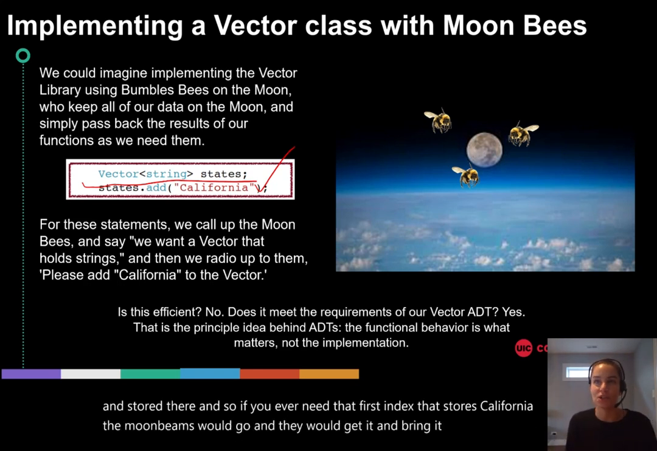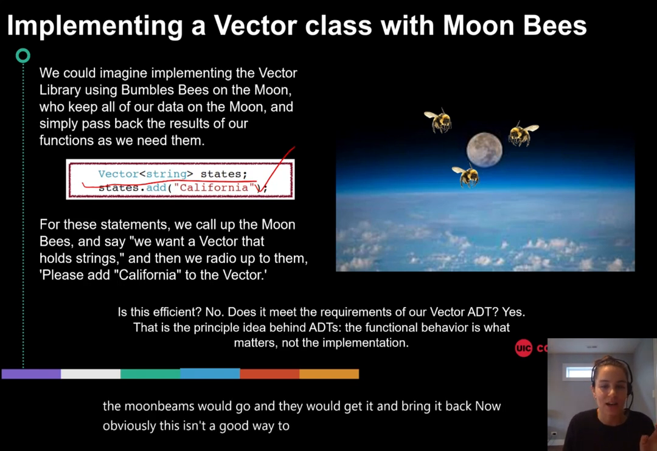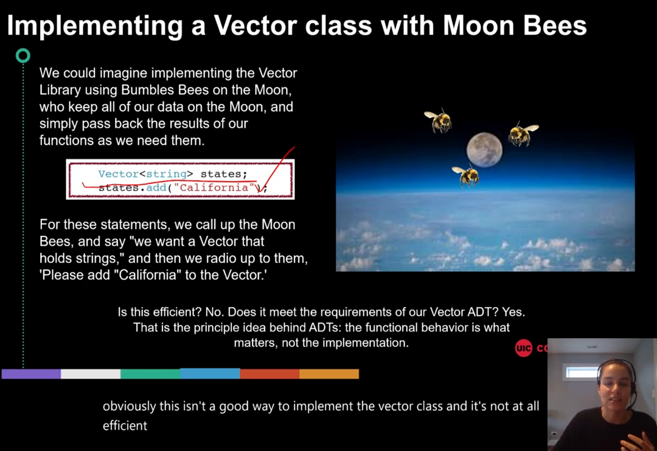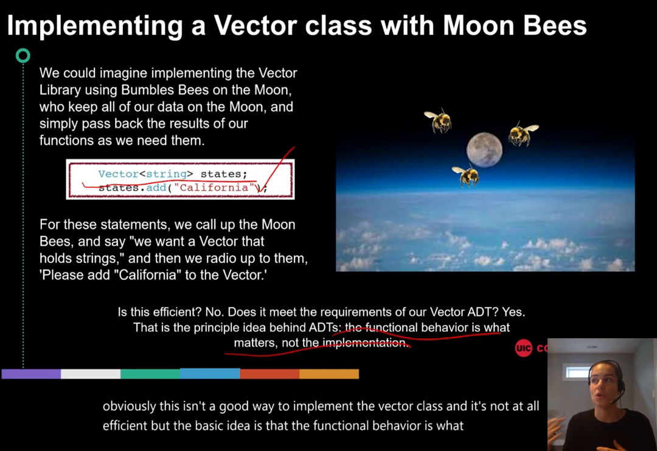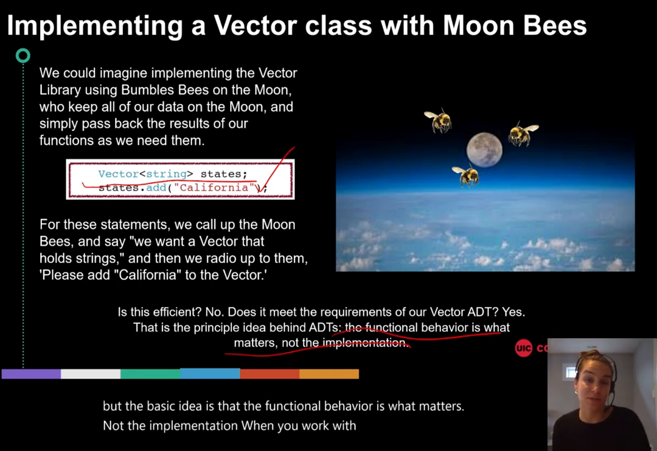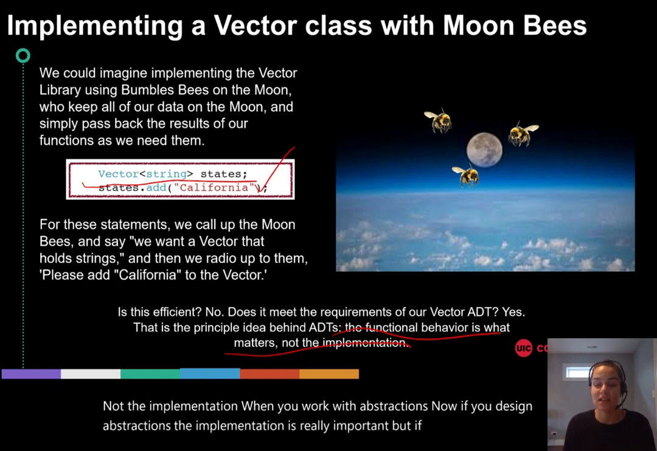Now obviously this isn't a good way to implement the vector class, and it's not at all efficient, but the basic idea is that the functional behavior is what matters, not the implementation, when you work with abstractions. If you design abstractions, the implementation is really important, but if you're using abstractions, that's the idea.